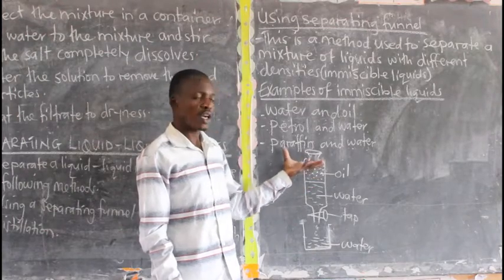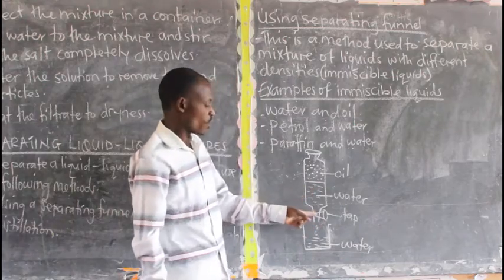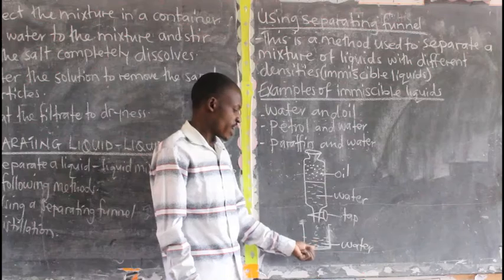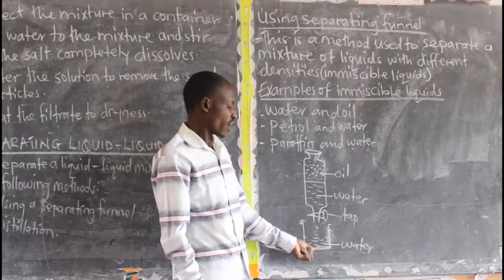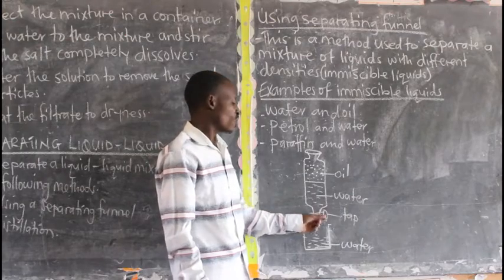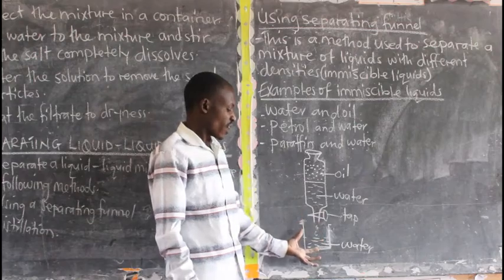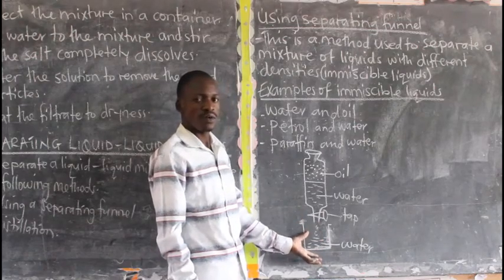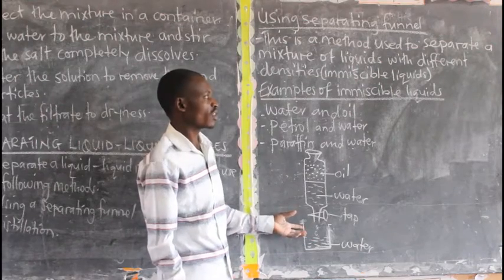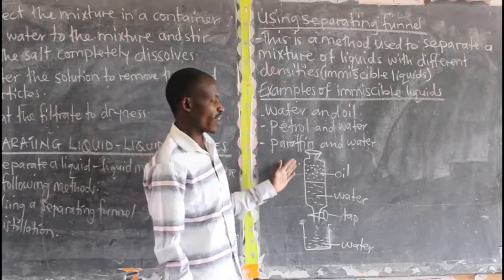So, how do you separate the two? You open the tap here. When you open this tap, you allow the water to flow into the container down here. By the time the water comes to an end, you close the tap. You will remain with the oil in the separating funnel and water in the container below. So you have separated the two substances which were mixed. This one we call using a separating funnel.